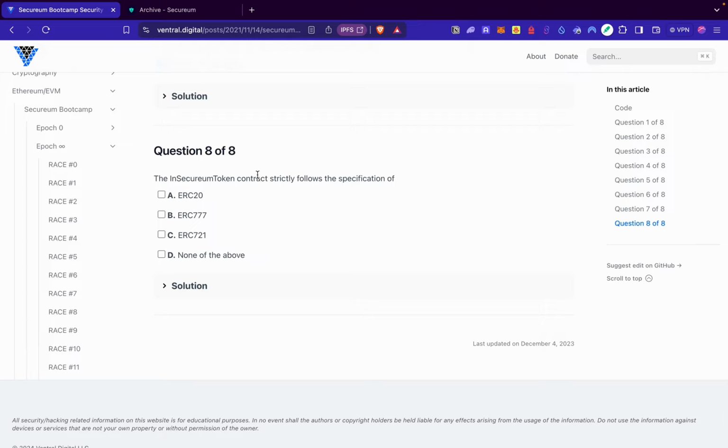And the last question of this quiz, question number 8. The Insecurium token contract strictly follows the specification of ERC20, ERC777, ERC721, none of the above. So this is a fungible token. So C option is already out. ERC20 is a standard for fungible tokens, and ERC777 is an enhanced standard in a way for fungible tokens. But this contract doesn't follow any specifications from either of these. So these two options are out as well.